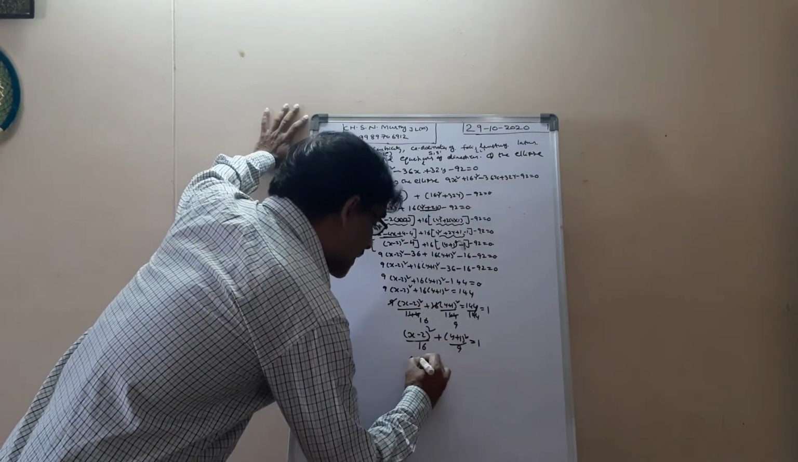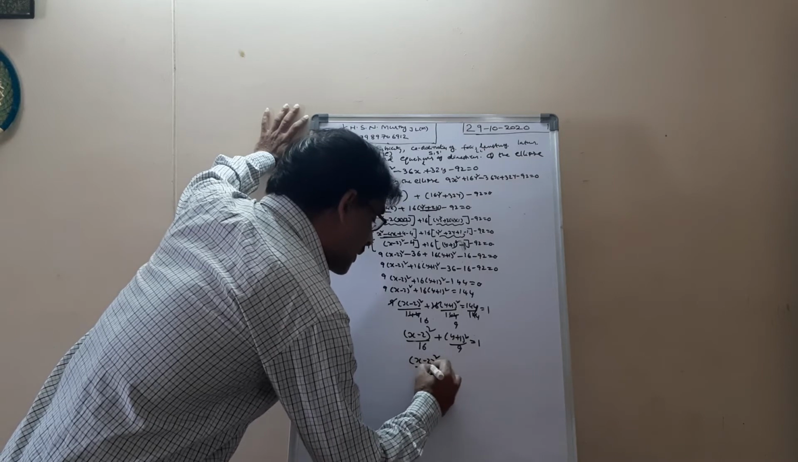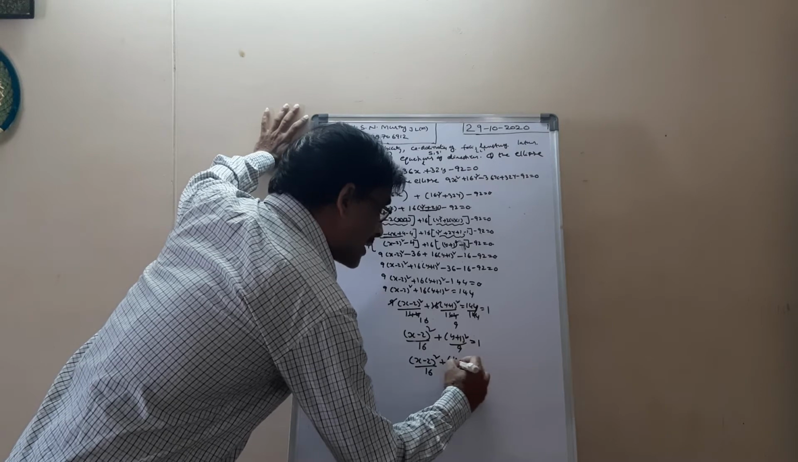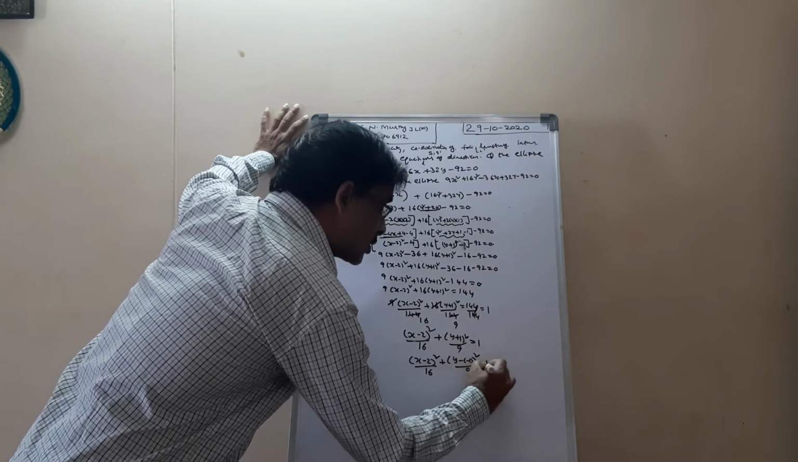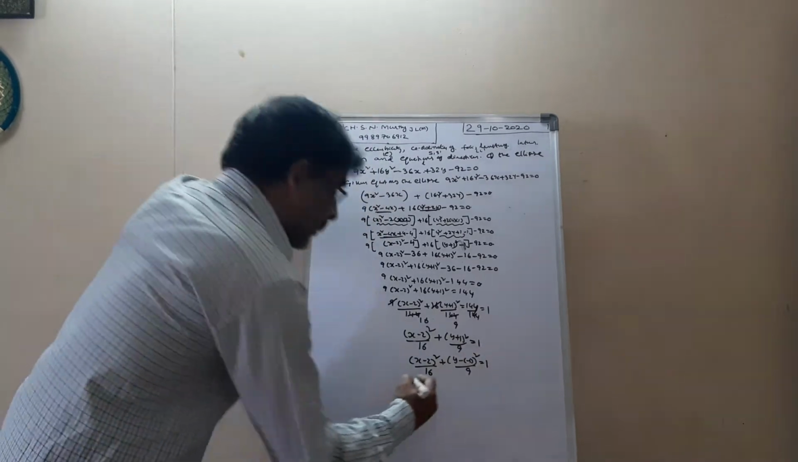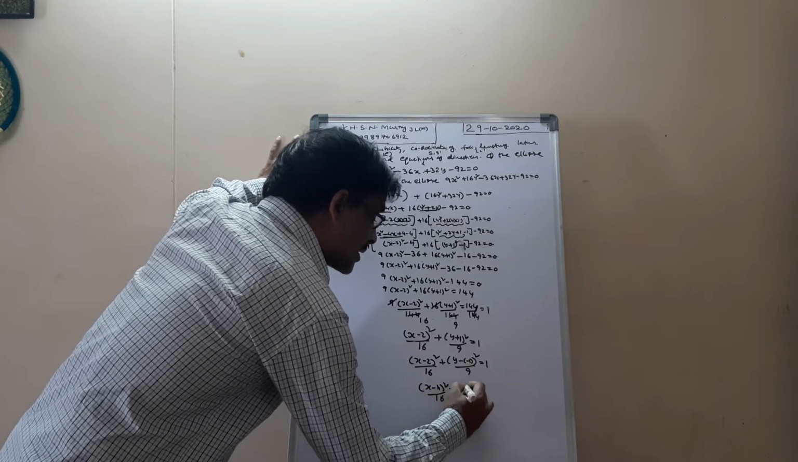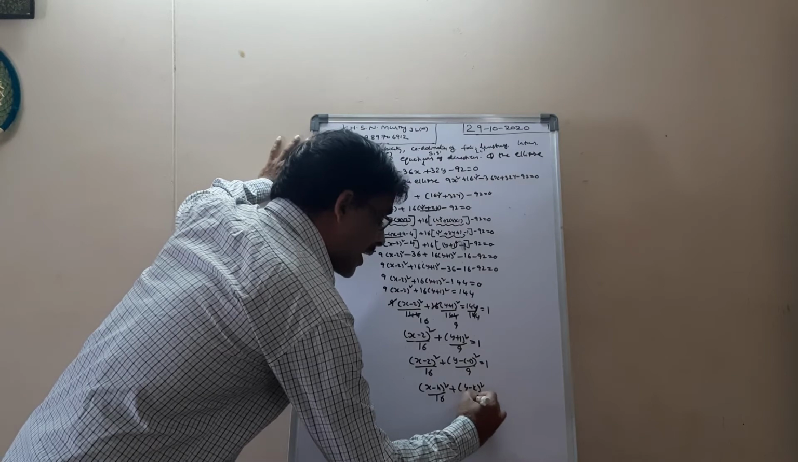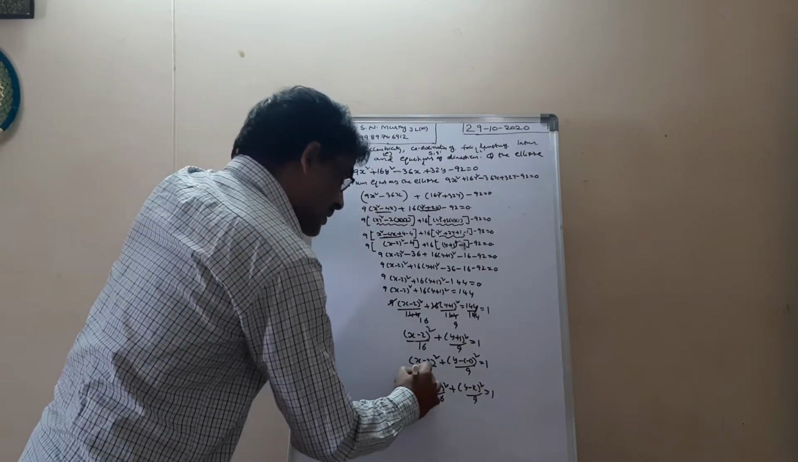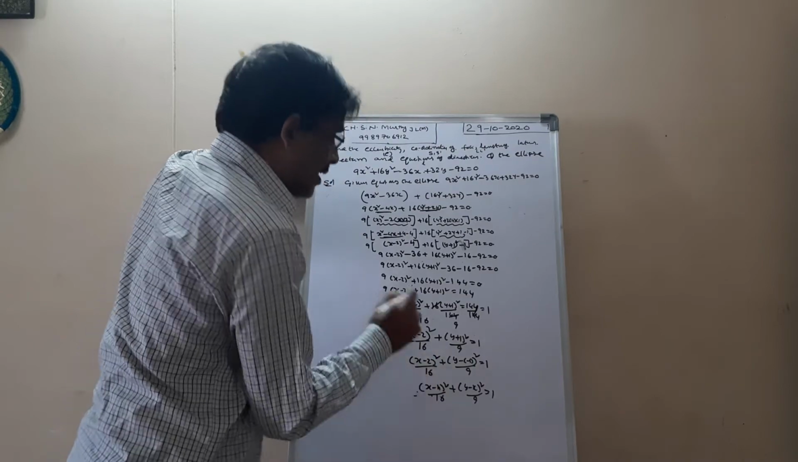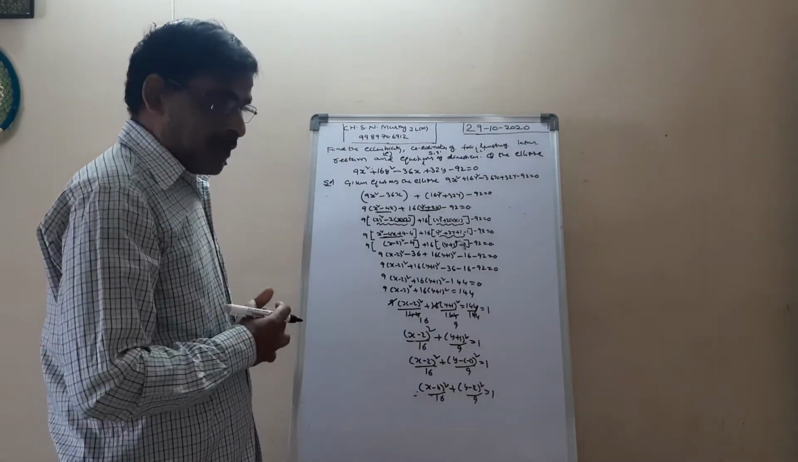So you can write this one as (x − 2)² / 16 + (y − (−1))² / 9 = 1. Now you compare (x − h)² / 16 + (y − k)² / 9 = 1. This is the standard form of the ellipse. Now both are 1. Now you compare.